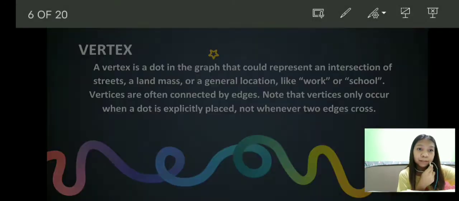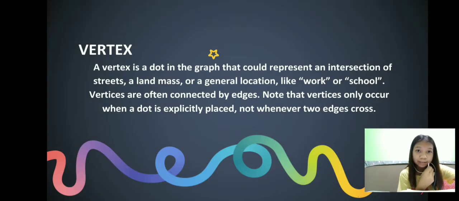Number 1. What is a vertex? A vertex is a dot in the graph that could represent an intersection of streets, a landmass, or a general location like work or school. Vertices are often connected by edges. Note that vertices only occur when a dot is explicitly placed, not whenever two edges cross.